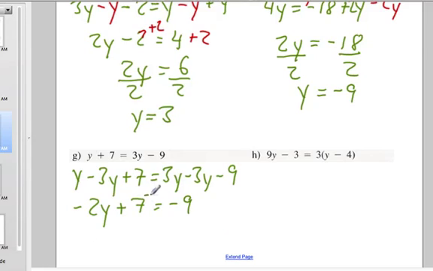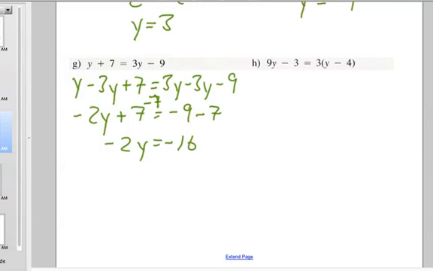We're going to subtract 7 from both sides of the equation. So we have negative 2y is equal to negative 16. So now I'm going to divide both sides by negative 2 because it's the opposite operation. And we end up with y is equal to 8. 8 plus 7 is 15. 3 times 8 is 24. Subtract 9 is 15. So both sides of the equation equal 15 when you sub in for y equals 8.